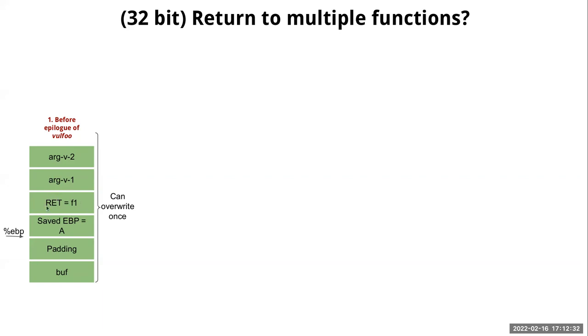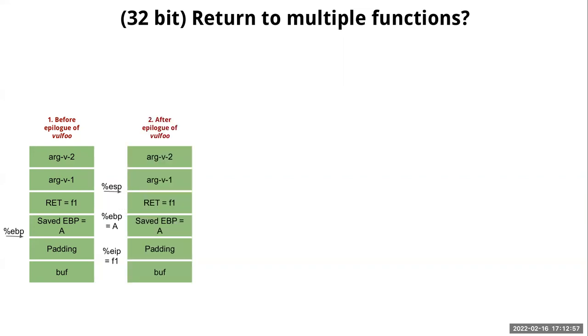Higher than the return address, we have the argument for the vulnerable foo. It can be many different arguments. And foo has a vulnerable buffer here. So as an attacker, we will be able to override everything from here. But we only have one chance to override this. We do not have multiple chances to override, only one shot. That's what we got. After the epilogue of foo, the ESP will go up 8 bytes, pointing to here. The return address will be overridden with the first function we want to call. Then EIP is now pointing to the first function we want to call.